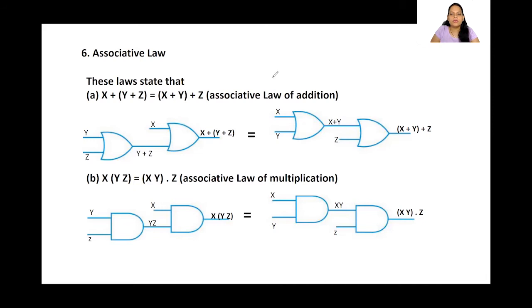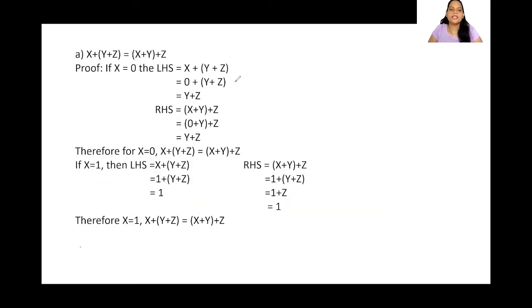So now that we know what this law states, let's go ahead and prove it and see if it is true. So this law is stating that x plus (y plus z) is equal to (x plus y) plus z. Okay, so similarly, as we have done in the previous sessions how we have proved, we will take both the values, that is 0 and 1 for x, and then we are going to prove it. That's what we are going to do here also.